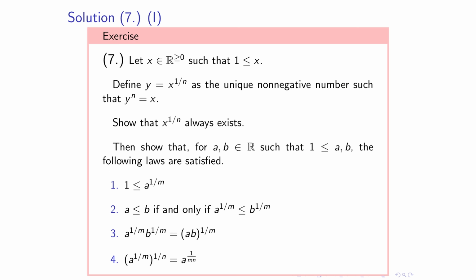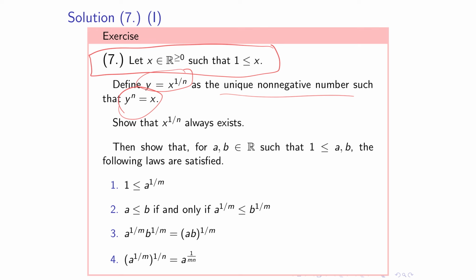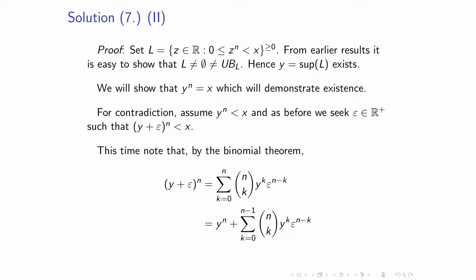And finally, for the last exercise, we're going to let x be a real number, at least 1, and we are going to define the nth root as the unique non-negative number satisfying this equation. And we're going to show initially that this thing always exists. Of course, the proof is just a generalization of what we've been showing already.